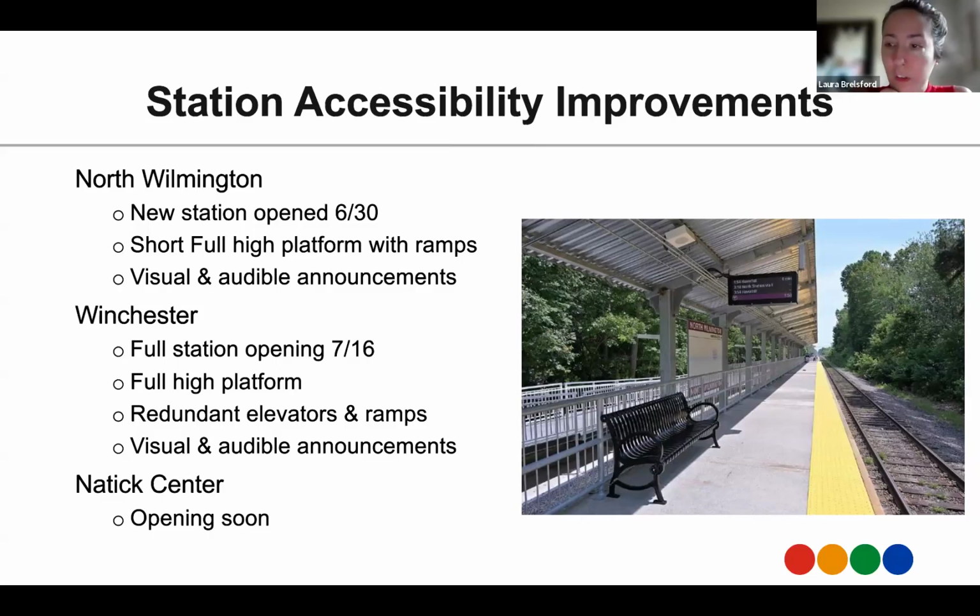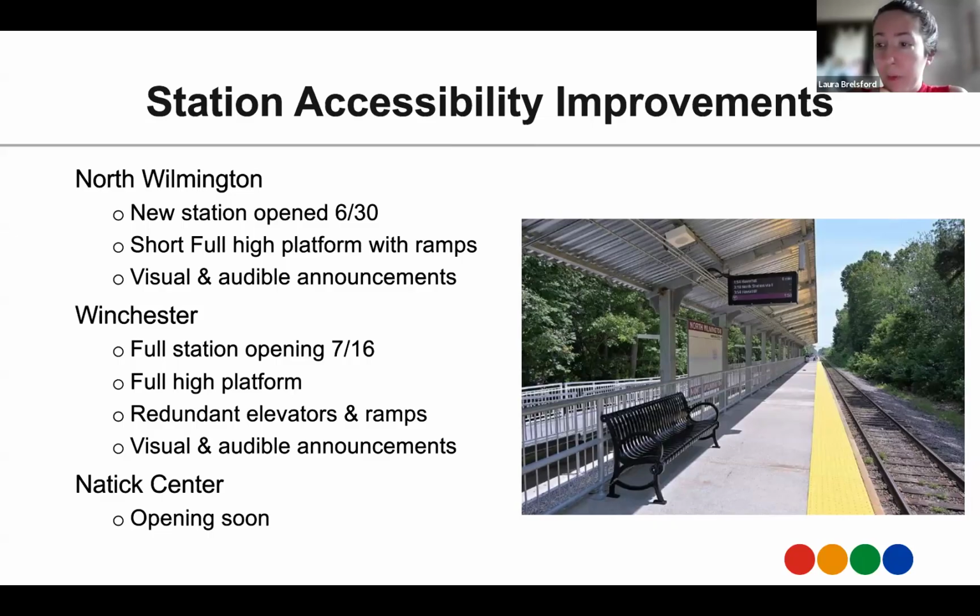We constructed what we're calling a short full height platform. That means this is a platform that serves all of the open doors of the train sets so that there's no inaccessible low-level platform whatsoever. Everybody, regardless of whether or not you need level boarding, boards and exits from this raised platform. But because of the ridership being so low at the station, it's relatively short. It's about 200 feet instead of the standard 800 feet long raised platforms we build at larger new stations.